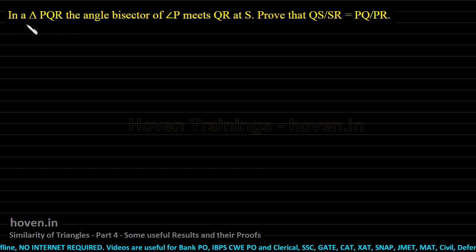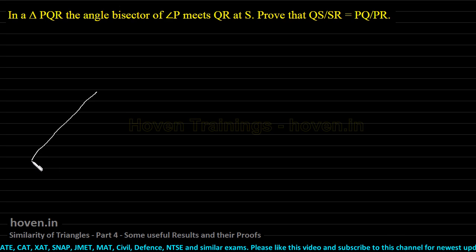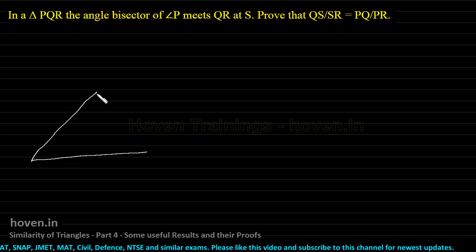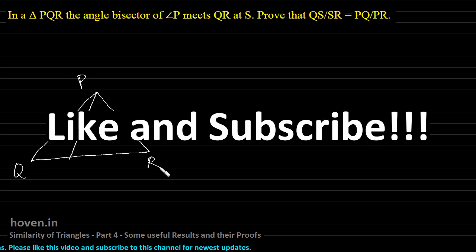Our first question is, in a triangle PQR, the angle bisector of angle P meets QR at S. Prove that QS by SR is equal to PQ by PR. Let us first of all draw a triangle. So I am drawing it here. This is P, this is Q, and this is R.